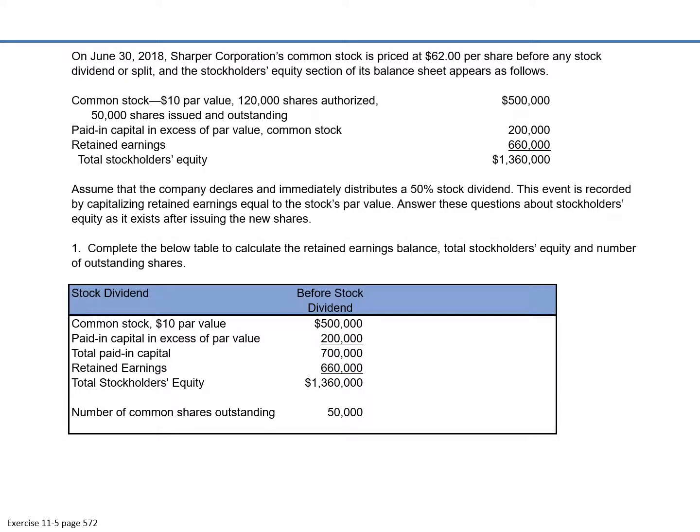So question 1 is to complete the table to calculate the retained earnings balance, total stockholders' equity, and number of outstanding shares. So before the dividend, they're just transferring down all the information from above. And then the impact of the dividend. A 50% stock dividend is going to increase our common stock by 50% of what exists today. So 50% of 250 is 250,000. So after the stock dividend, we have $750,000 in our common stock account. Paid in capital doesn't change after.